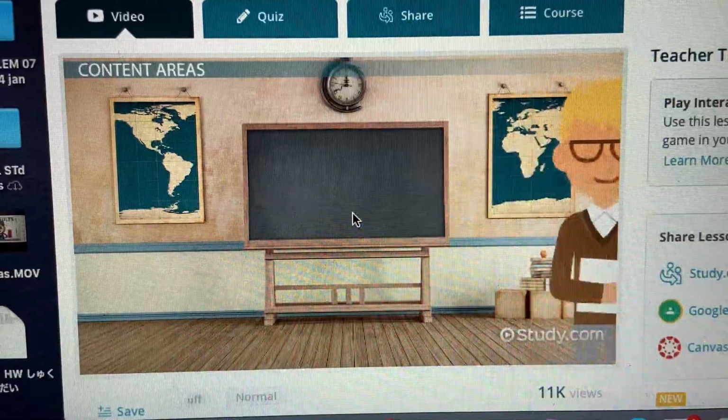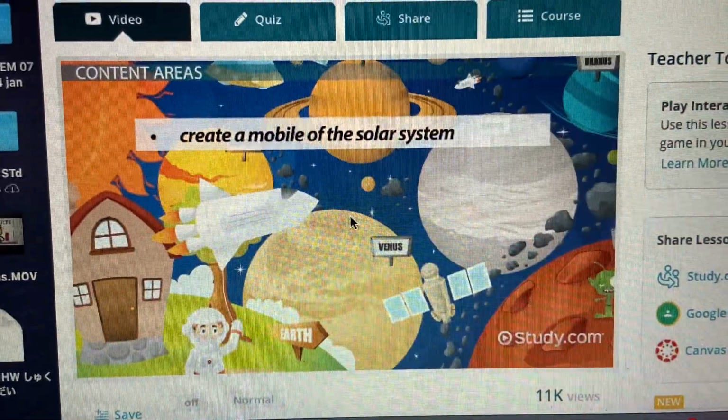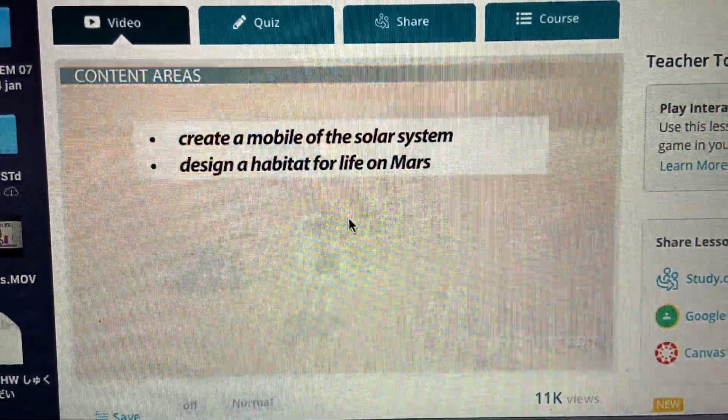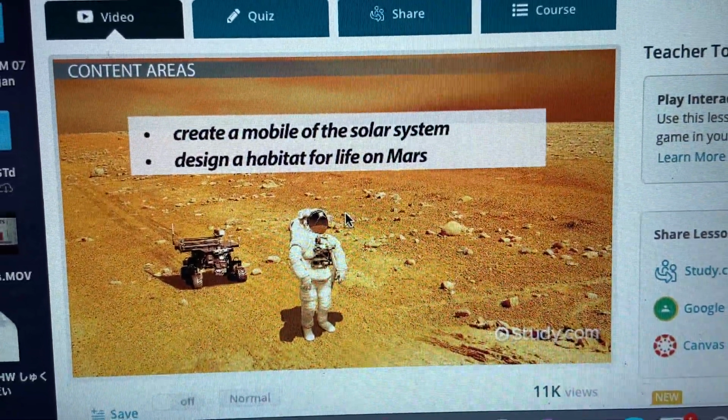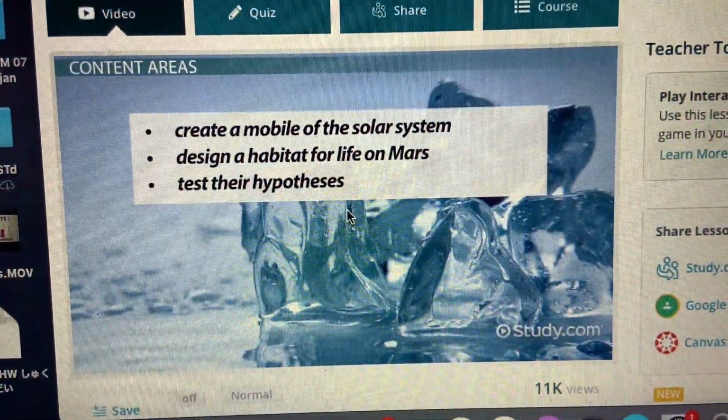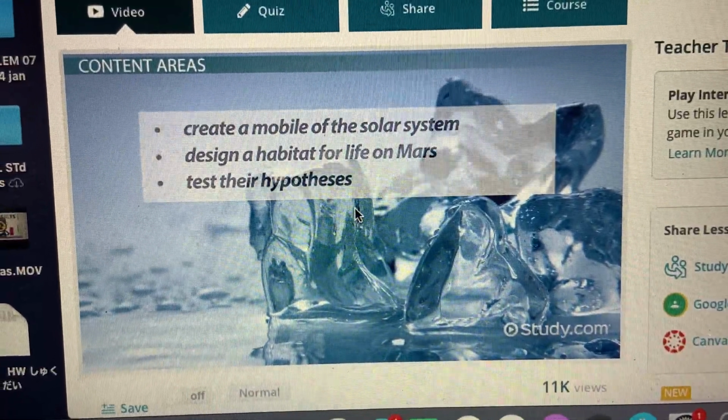Moving on to science, students could create a mobile of the solar system, design a habitat for life on Mars using information about the planet's characteristics, or test their hypotheses about what makes ice melt the fastest.